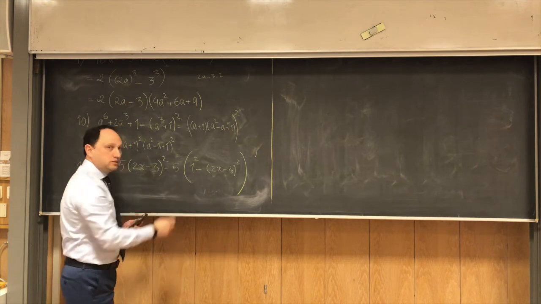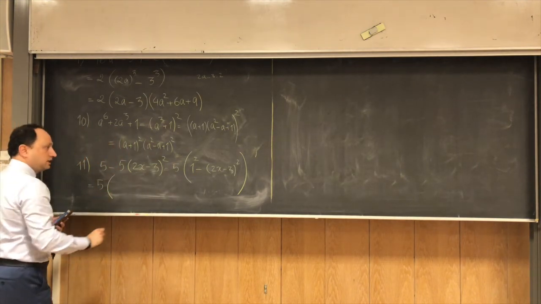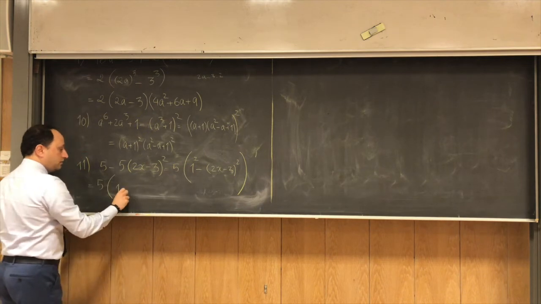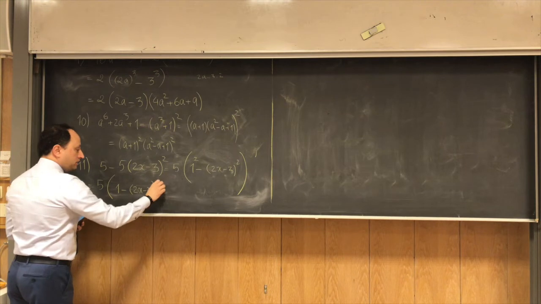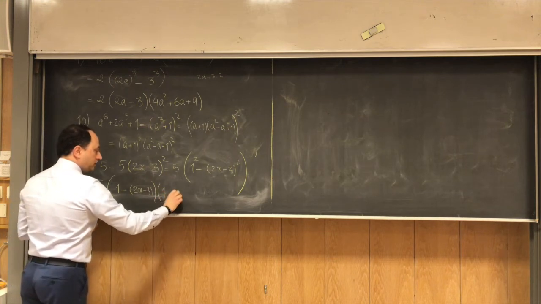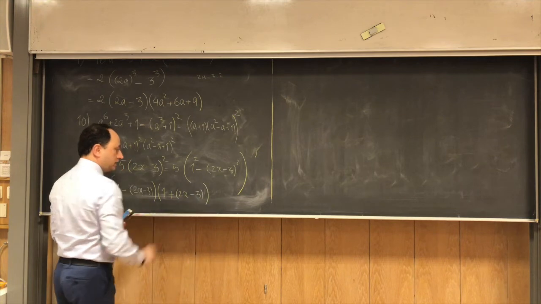And then you can see the difference of 2 complete squares. So it is the conjugate pattern. So the square root of the first one minus the square root of the second one multiplied by the square root of the first one added with the square root of the second.